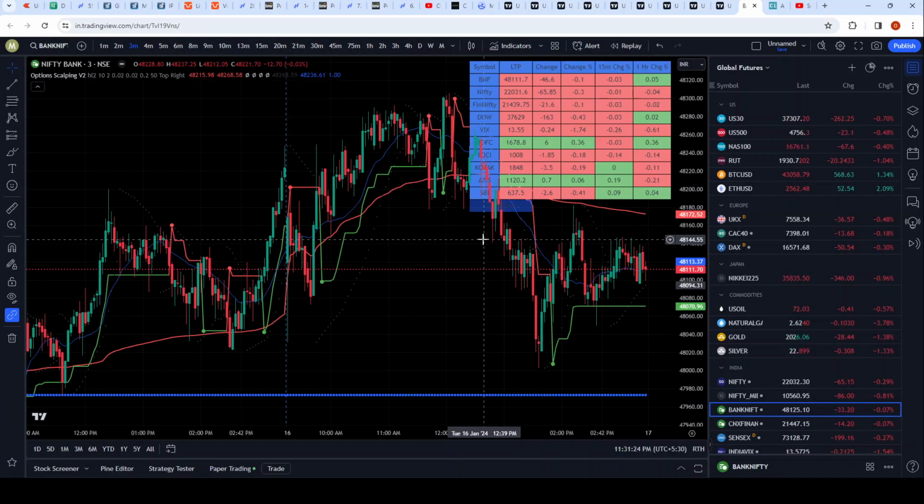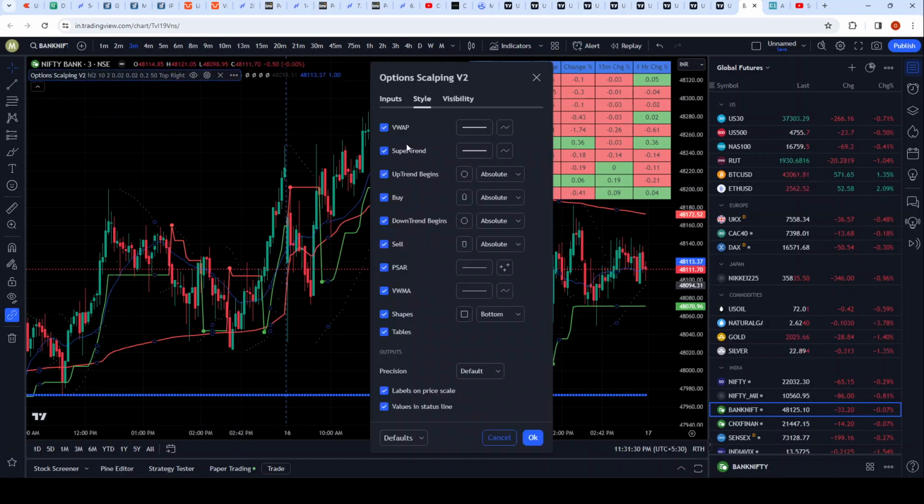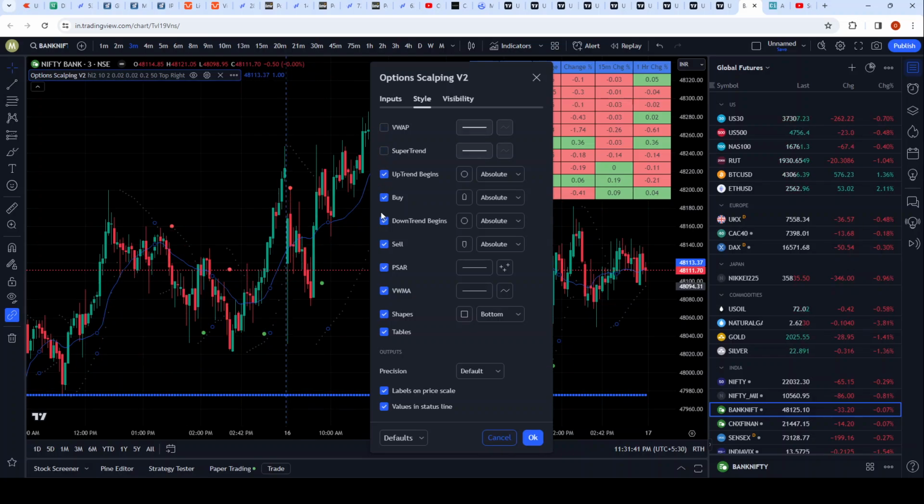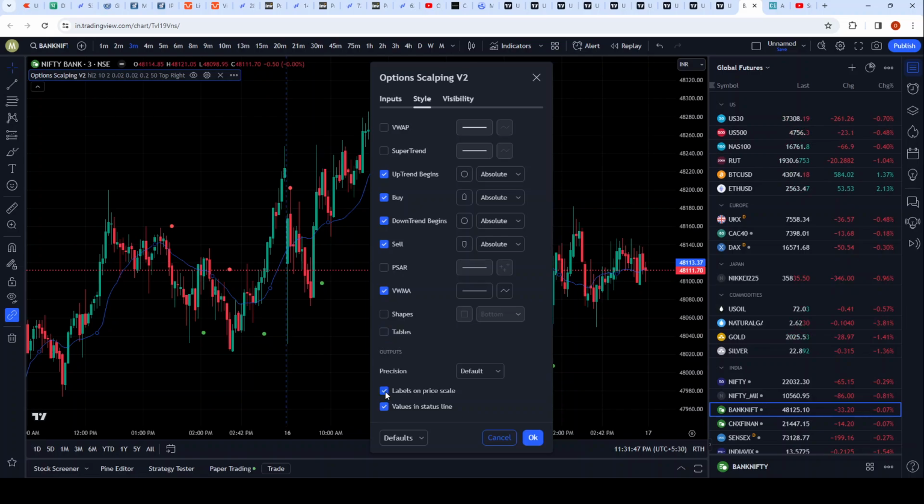But the way I work with this is I get rid of most of the data that it shows. So the first thing that we will do is we will try and eradicate a lot of data that we don't want in the beginning stages at least. So untick exactly the things I'm showing you. We'll untick VWAP, untick super trend, and then untick PSR, untick shapes, untick tables, and at the bottom, labels and values. All right.